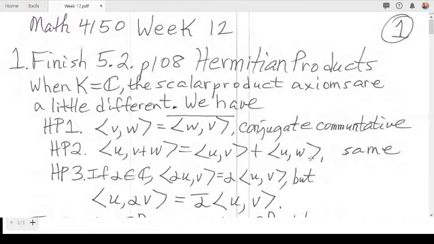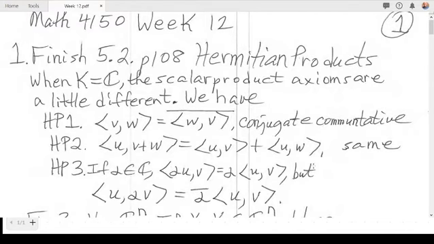When the scalar field K is the complex numbers C, the scalar product axioms are a little different. The first one, HP1, where we commute the scalar product, the commuted version has to be conjugated with the complex conjugate. Number 2 is the same distribution. Number 3, if you factor out a complex scalar on the second factor, you factor it out as a complex conjugate, as you see.